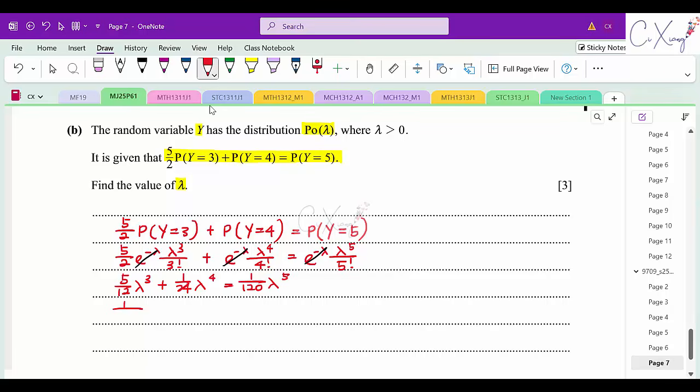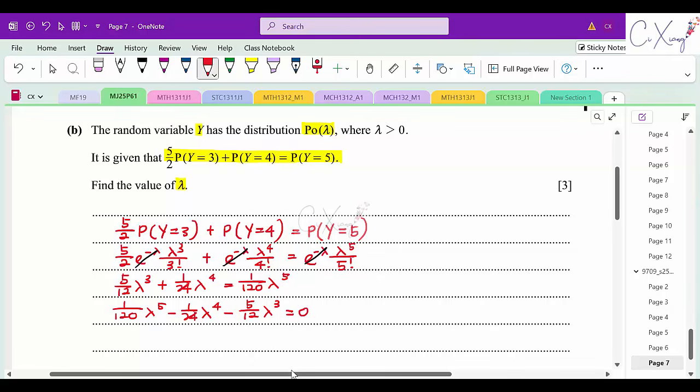If I try to rewrite it again by keeping all the terms on one side, this is what I have. Then if I want to solve for the value of lambda, I would prefer to get rid of the denominators. Therefore, I multiply the whole equation by 120. If I multiply it by 120, I will have this equation: lambda^5 minus 5 lambda^4, then minus 50 lambda^3.